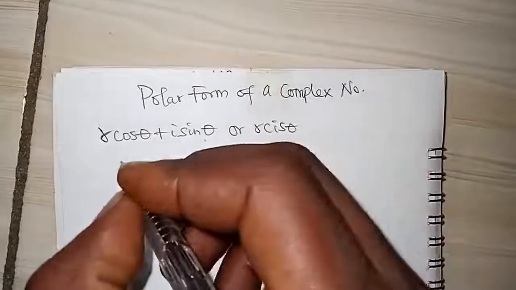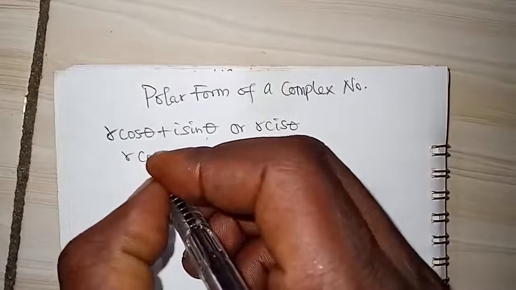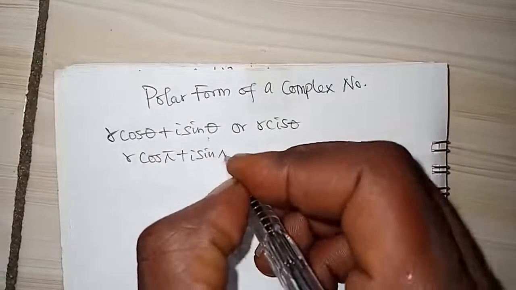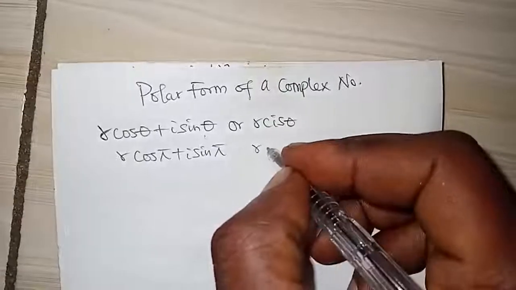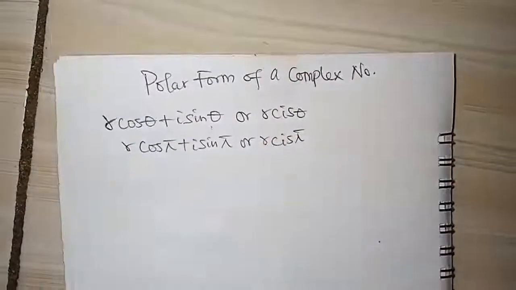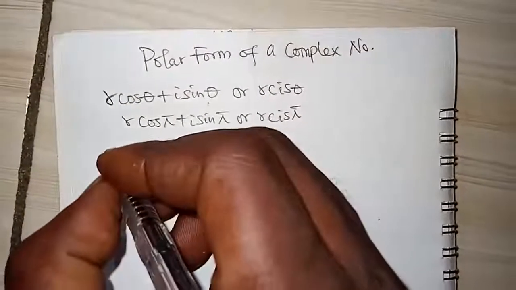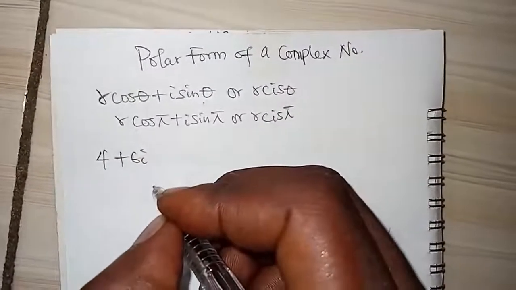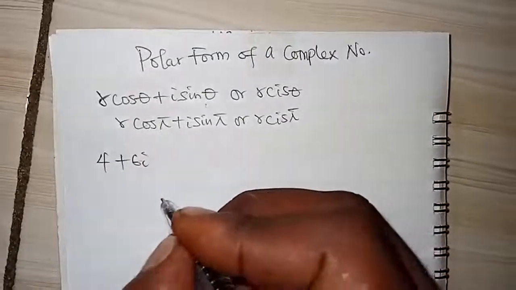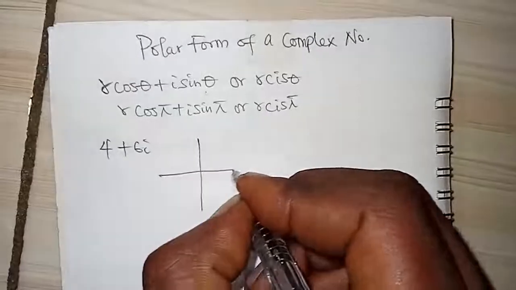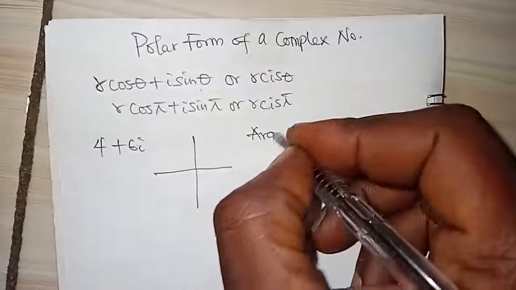When the angle is in radians, we can write it as r(cos pi + i sin pi), or r cis pi. So we convert. Let's say, for example, we have: express 4 + 6i in polar form. The first thing we need to do is draw what we call an Argand diagram.